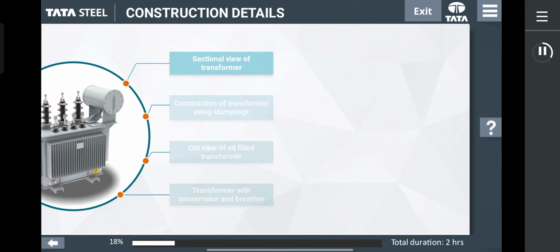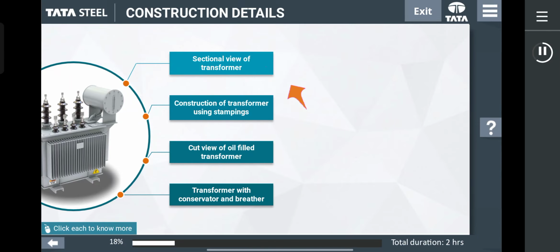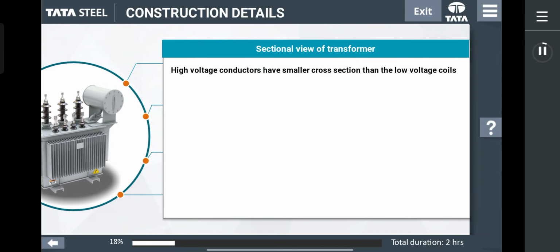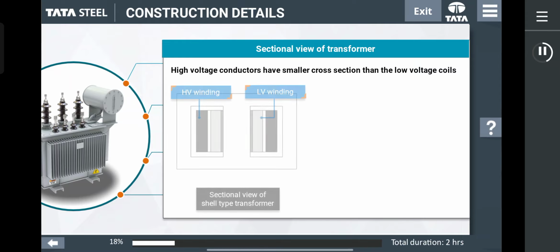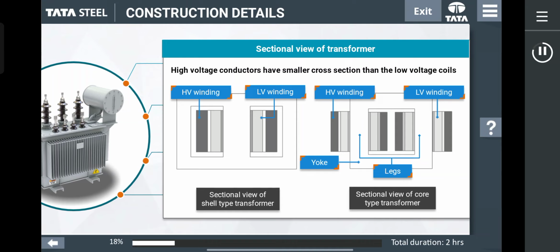For better understanding of construction, click each of the following concepts and know more. High voltage conductors have smaller cross-section than the low voltage coils. Here is the sectional view of shell type transformer. And this is the sectional view of core type transformer.